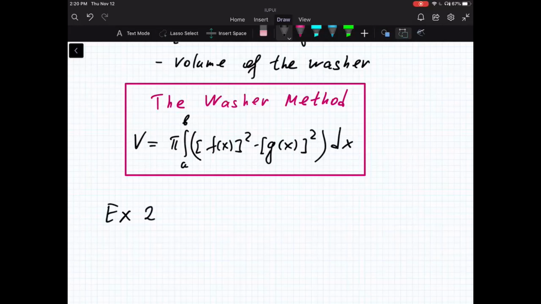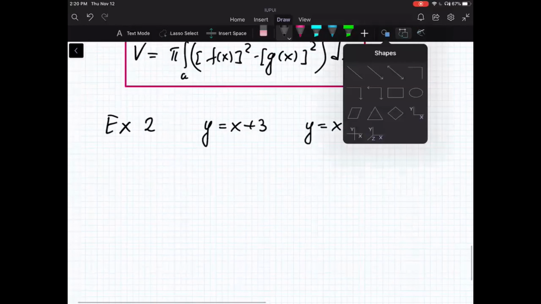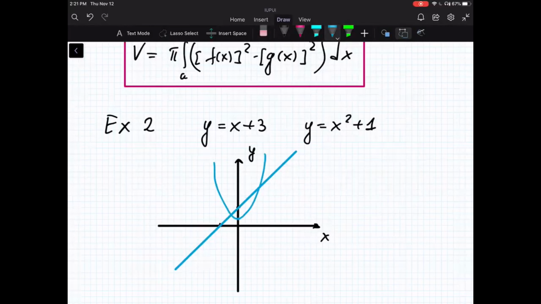So suppose you have the line y equals x plus 3 and the parabola y equals x squared plus 1. If you graph it, you see that there is a bounded region, and we want to find the volume of the solid of revolution formed by revolving this region about the x-axis. This is my region, and I want to rotate this region around the x-axis and find the volume.